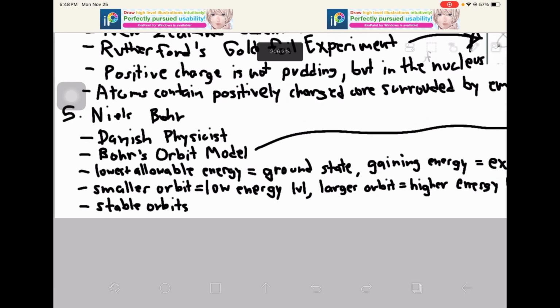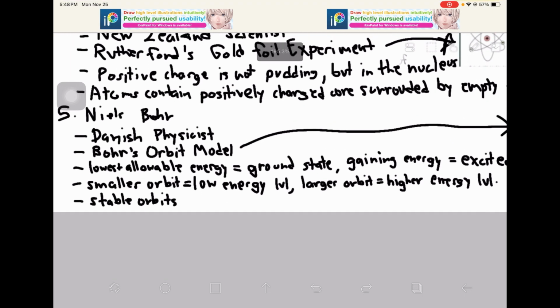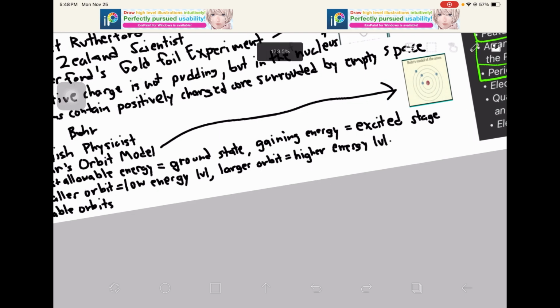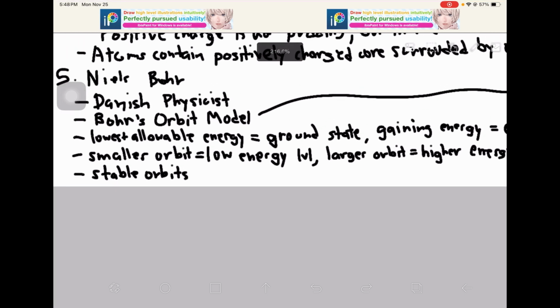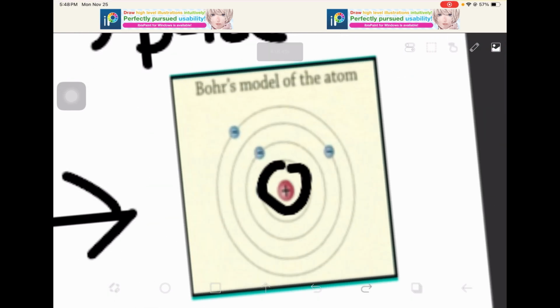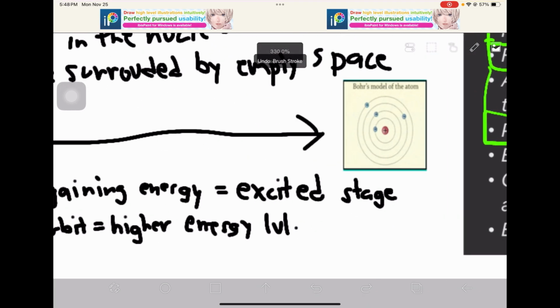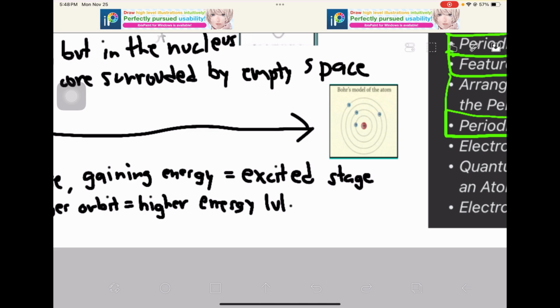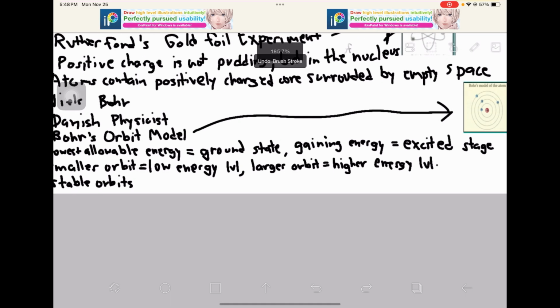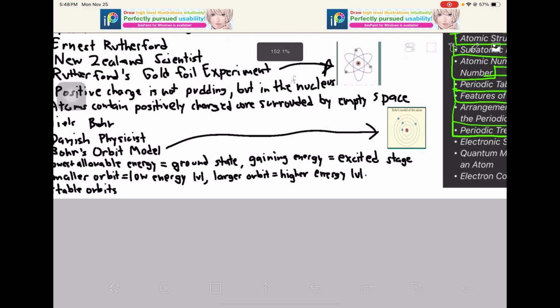Next is Niels Bohr, a Danish physicist, who created the Bohr orbit model. He also stated that the lowest allowable energy is called the ground state, while an atom gaining energy would be considered to be in an excited state. He also stated that smaller orbits exhibited a low energy level, so this one, while the larger orbitals are considered to be higher energy levels. So these ones contain the highest energy level. Furthermore, these are all stable orbits.